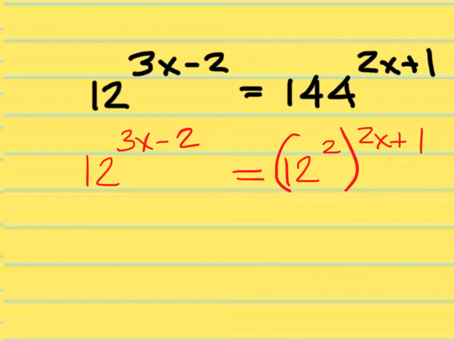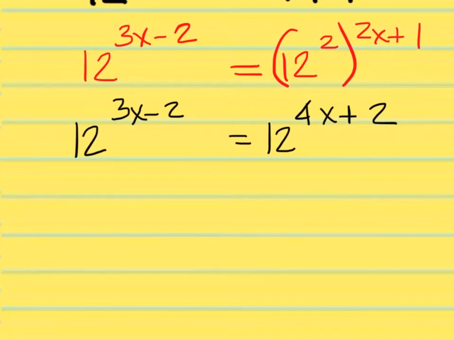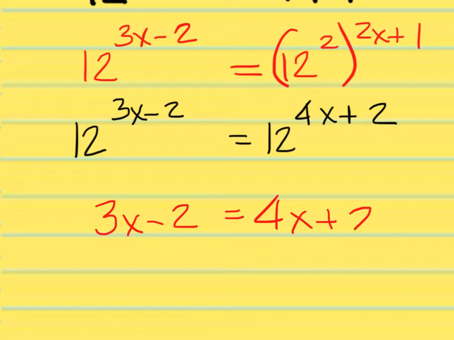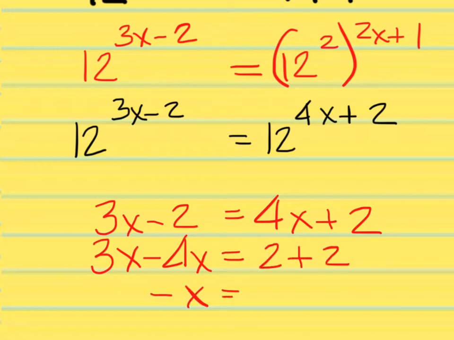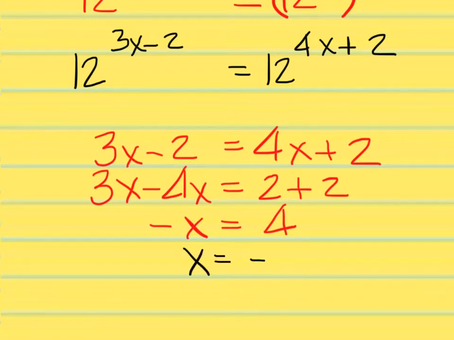Alright, so simplify the right side. And 2 times 2x plus 1 is going to be 4x plus 2. Alright, so 3x minus 2 equals 4x plus 2. And solve this simple equation. 3x minus 4x, 2 plus 2. That's a negative x equals 4. So you'll come out with x equals negative 4.